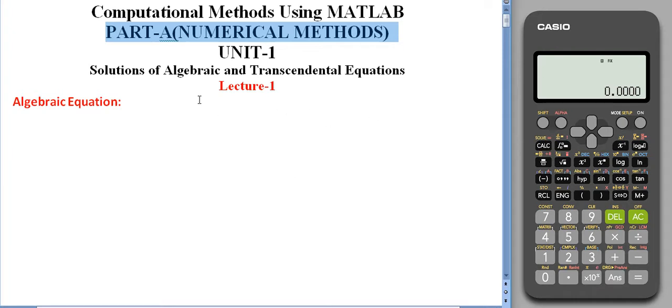First we will discuss what an algebraic equation is and the definition of transcendental equations. After these 2 definitions, we will discuss the definition of the solution of an equation, geometrically and analytically, how to find a solution, and then numerical methods. For solutions of algebraic and transcendental equations, we will discuss 3 methods.